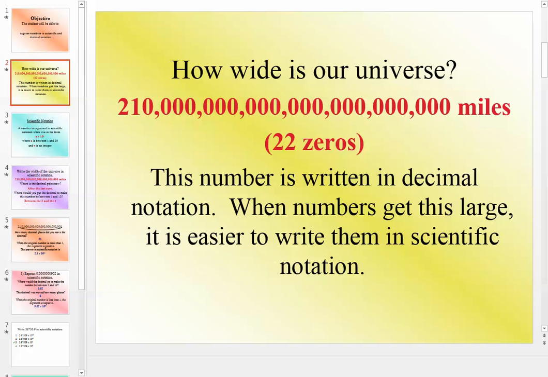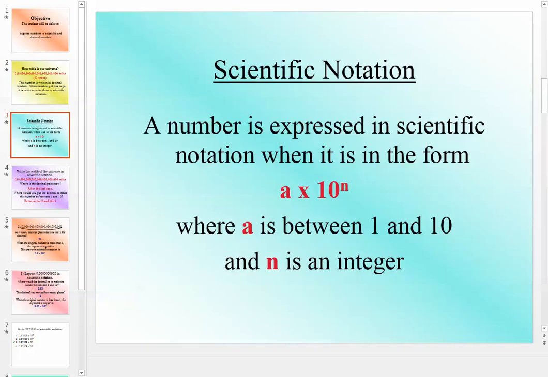So what you'll often end up doing is writing this in scientific notation. When we write things in scientific notation, this is our format: the number is expressed as a times 10 to the nth, where a is some number between 1 and 10. It'll never be 10, it'll never be larger than 10. It's always going to be a single digit and then possibly a decimal point and other numbers afterwards. So in this case of the universe, it could be 2.1.